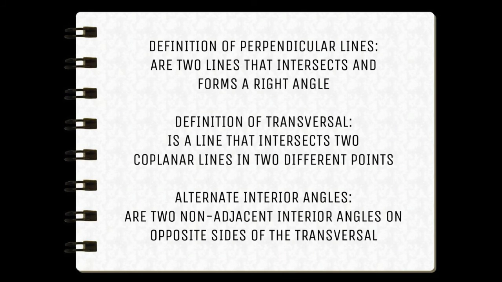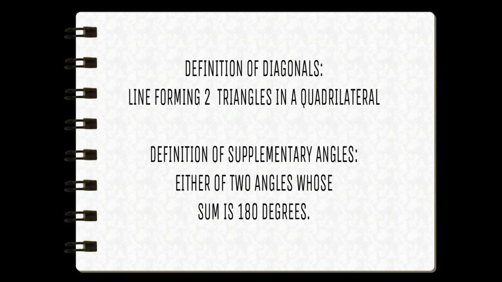Definitions. Perpendicular lines are two lines that intersect and form a right angle. A transversal is a line that intersects two coplanar lines at two different points. Alternate interior angles are two non-adjacent interior angles on opposite sides of the transversal.